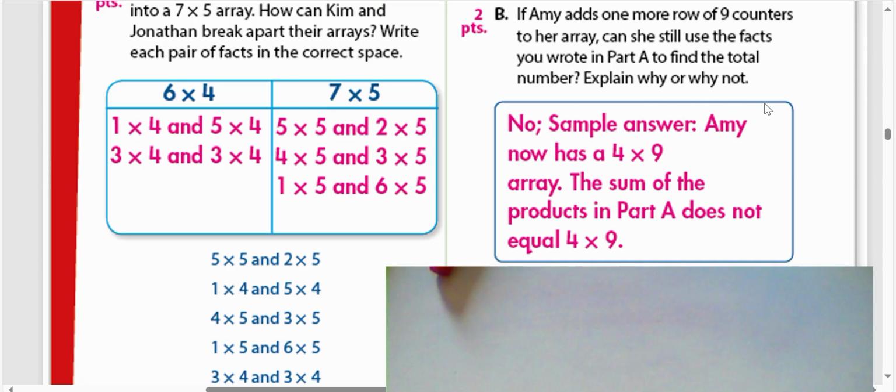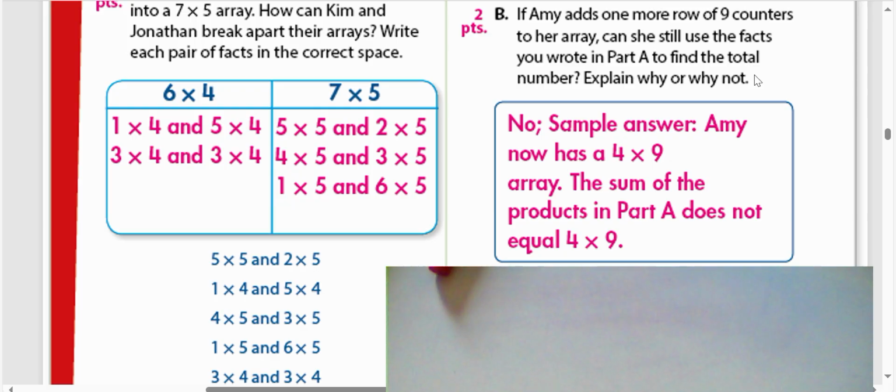Explain why or why not. Simple answer here: Amy now has 4 times an array. The sum of the products in part A doesn't equal 4 times 9, okay? Because 4 times 9 equals 36. What we have here, can it be 1 more row of 9 counters? No, because 9 plus 1 equals 10.